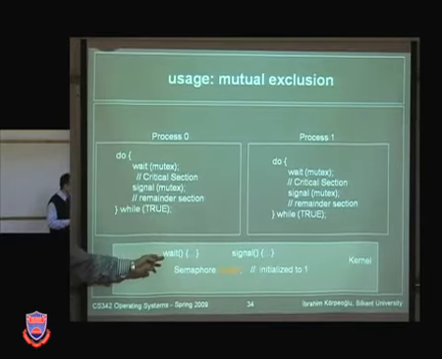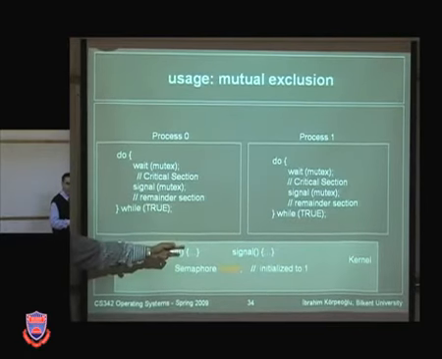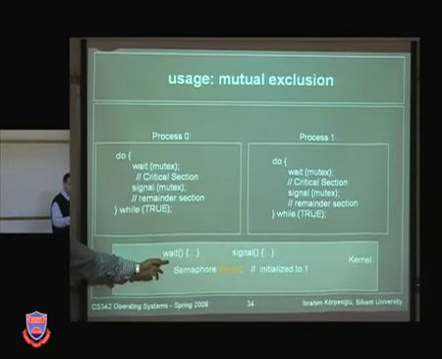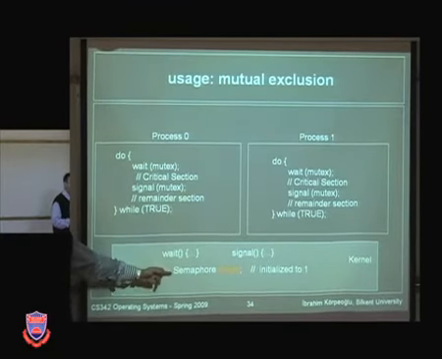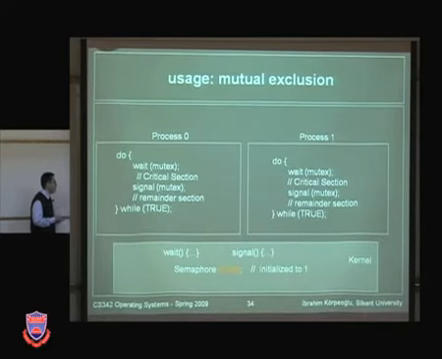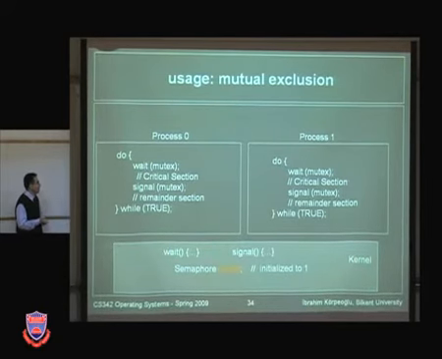Okay? So the kernel implements 2 system calls, wait and signal, for which we have defined the semantics, right? We have already discussed what they are doing on the semaphore, or when they are called. So let's look, for example, what will happen if one of those processes starts executing and tries to do a wait operation on a semaphore.